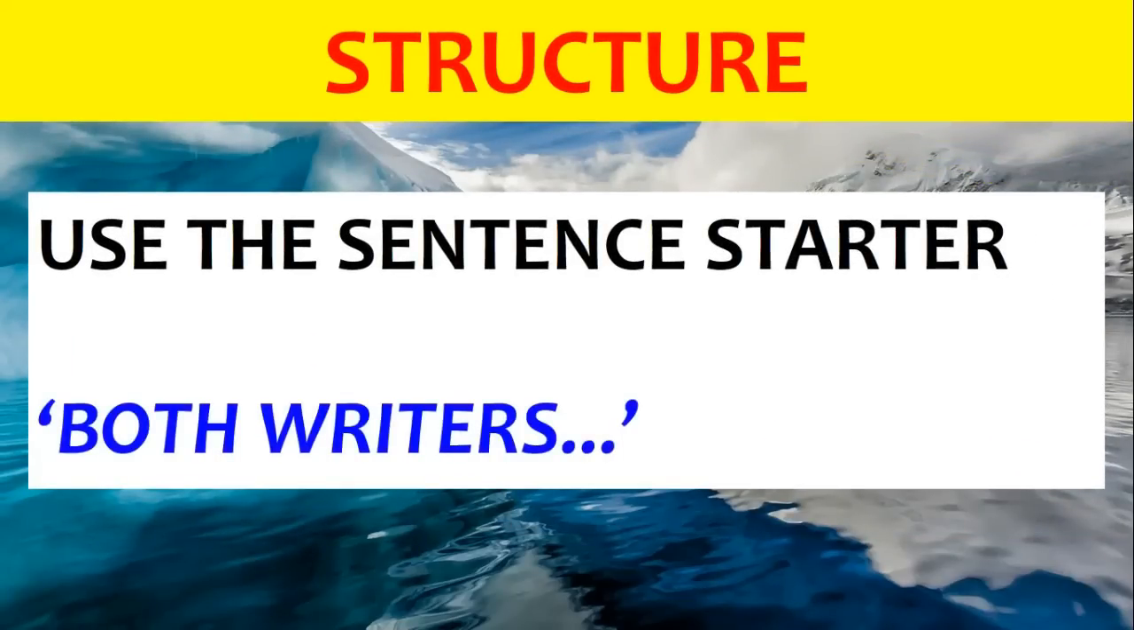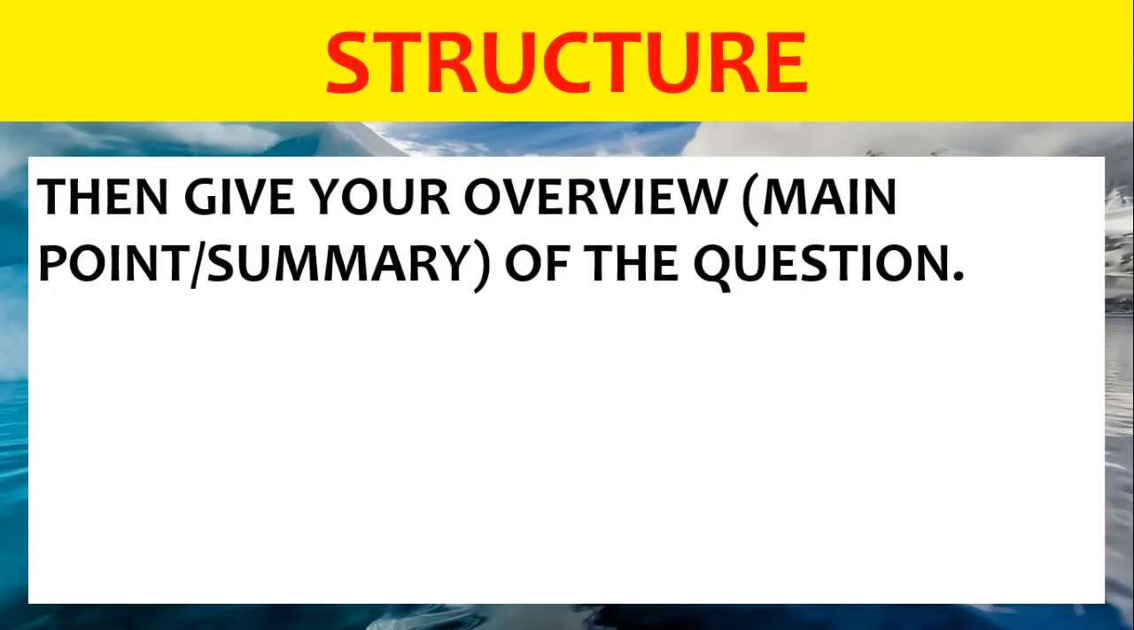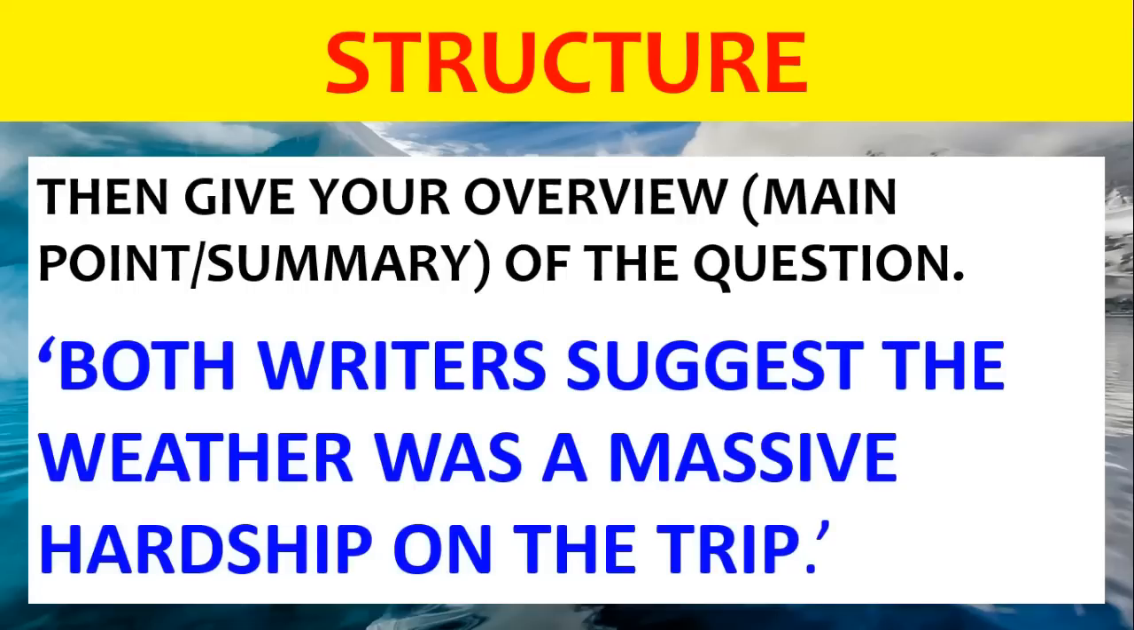So, structure. Use the sentence starter "both writers", so it shows straight away to the examiner that I'm going to be comparing, that I'm talking about two extracts. Then you give an overview of the main question. So I'm going to say "both writers suggest", not really an overview, I'm just going into my first point: both writers suggest the weather was a massive hardship on the trip. Remember, I'm linking back to the question. The question said hardship, so I'm putting hardship in my little intro.